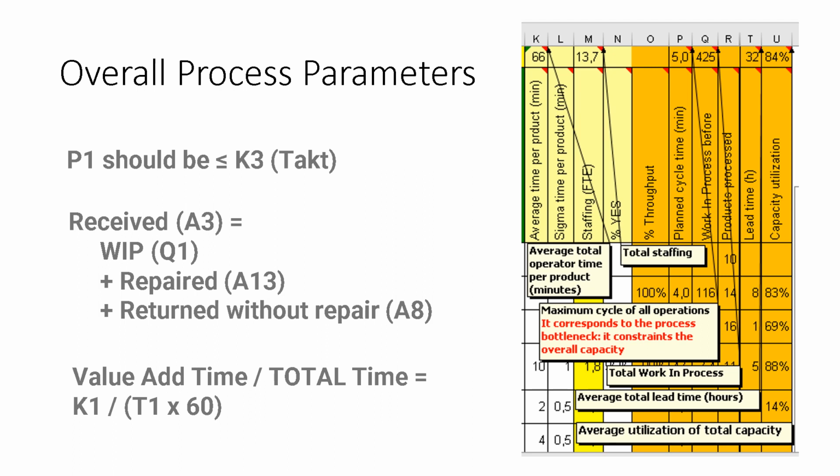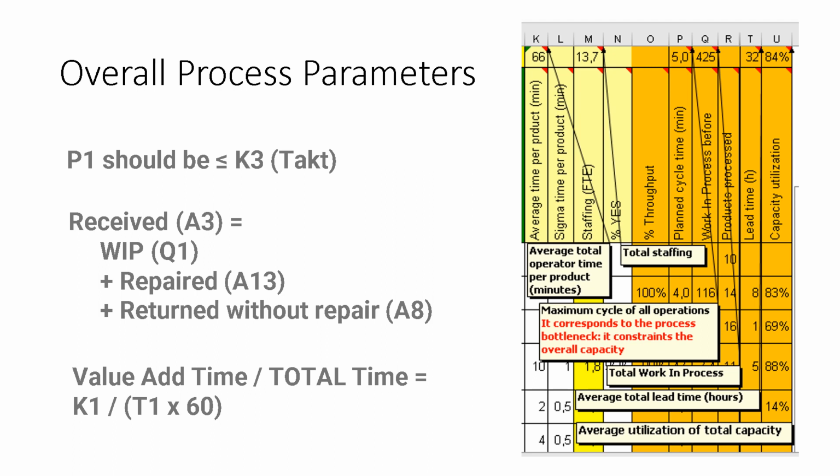Products received for repair should still be in the line, WIP, or they should have been returned to the customer, repaired or unrepaired. Therefore, received in A3 is equal to WIP in Q1 plus repaired in A13 plus returned without repair in A8.